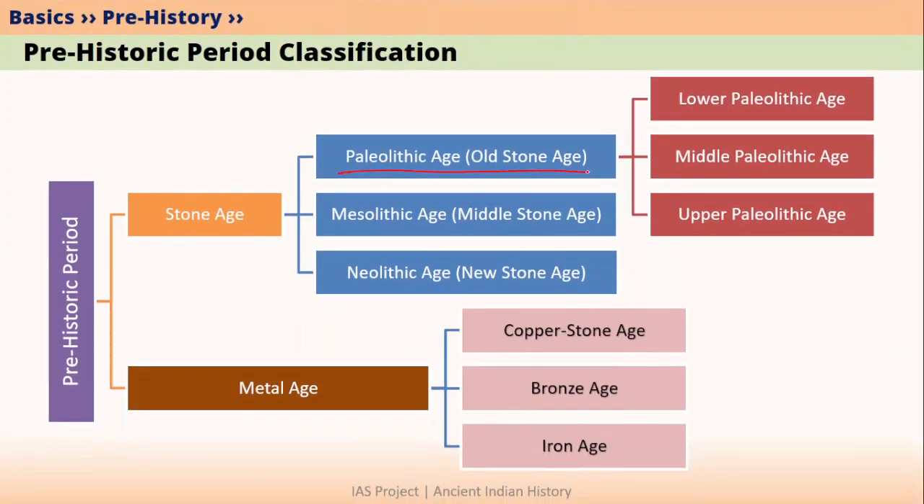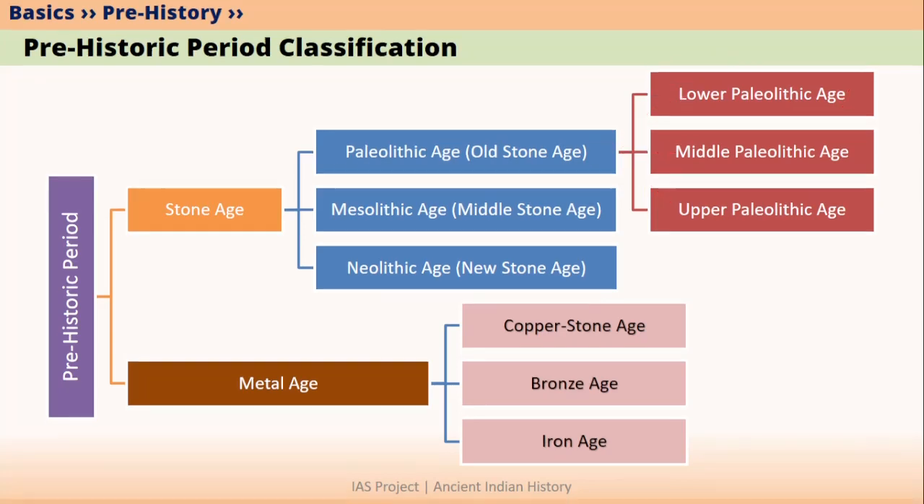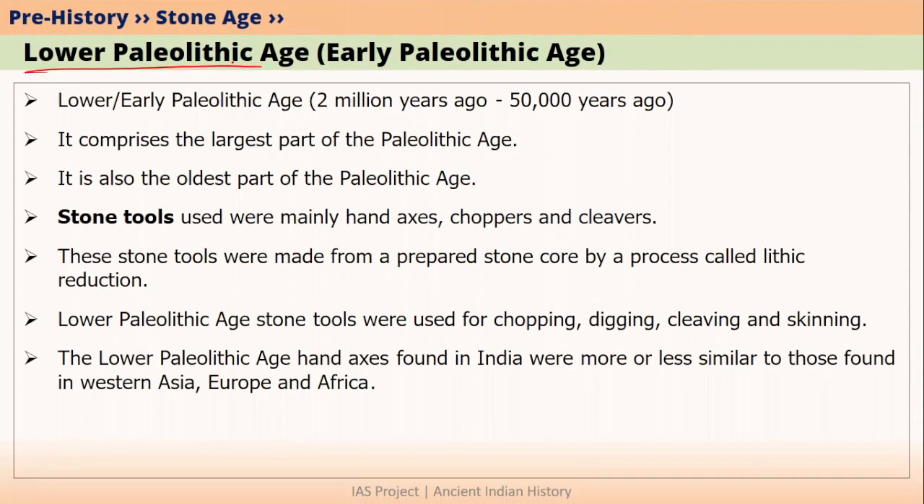So we have divided Paleolithic age into 3 parts. Now let us study each part. The first part is Lower Paleolithic age. Lower Paleolithic age is the first part of Paleolithic age. That is why it is also called Early Paleolithic age.